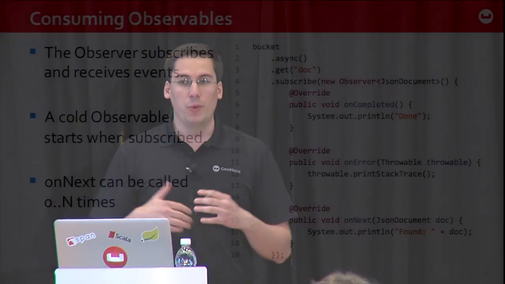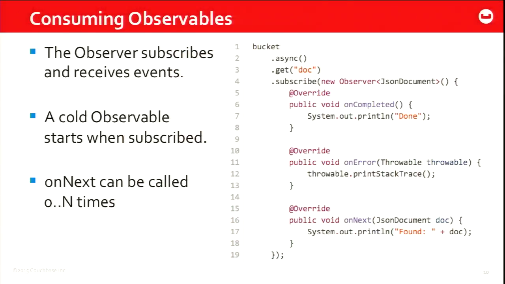So how can we consume data out of our observable? Well, here we are using the .get method on our bucket. So we retrieve a document out of the database. And then we call the subscribe method on our observable. And the subscribe method basically takes a subscriber, and the subscriber implements all those three methods we just talked about: onCompleted, onError, and onNext, and you can handle them. You can do something with them.